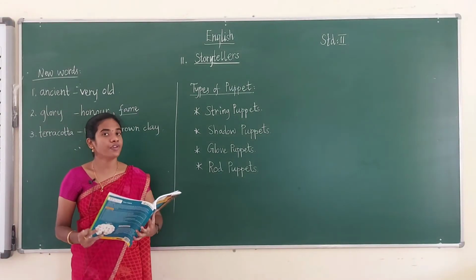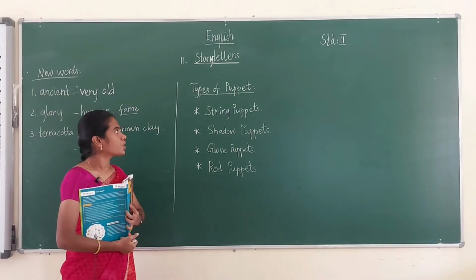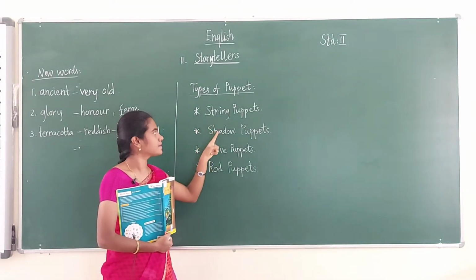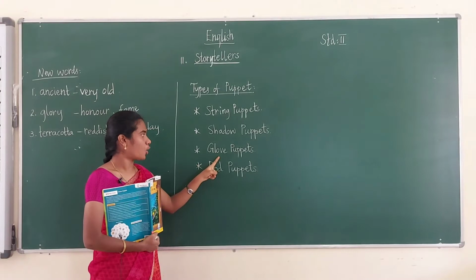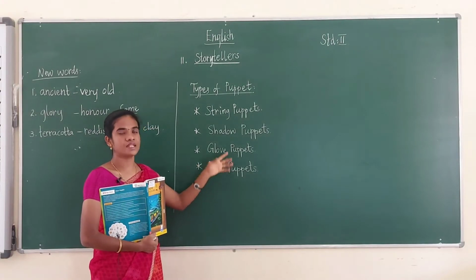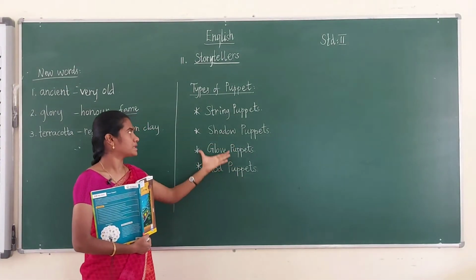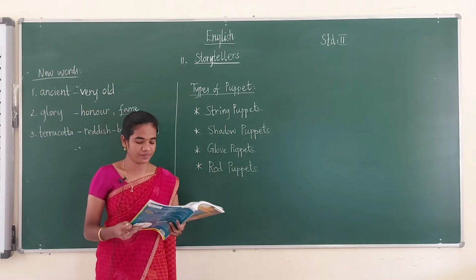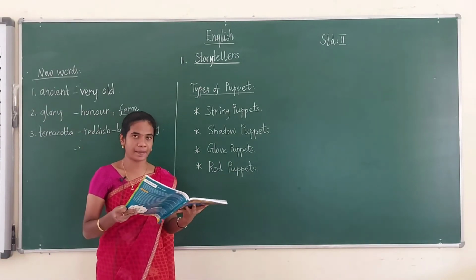And there are different types of puppets. What are the puppets we are going to see in this class? They are string puppets, shadow puppets, glove puppets and rod puppets. These are all the four puppets we are going to see in this class. The first is string puppets.